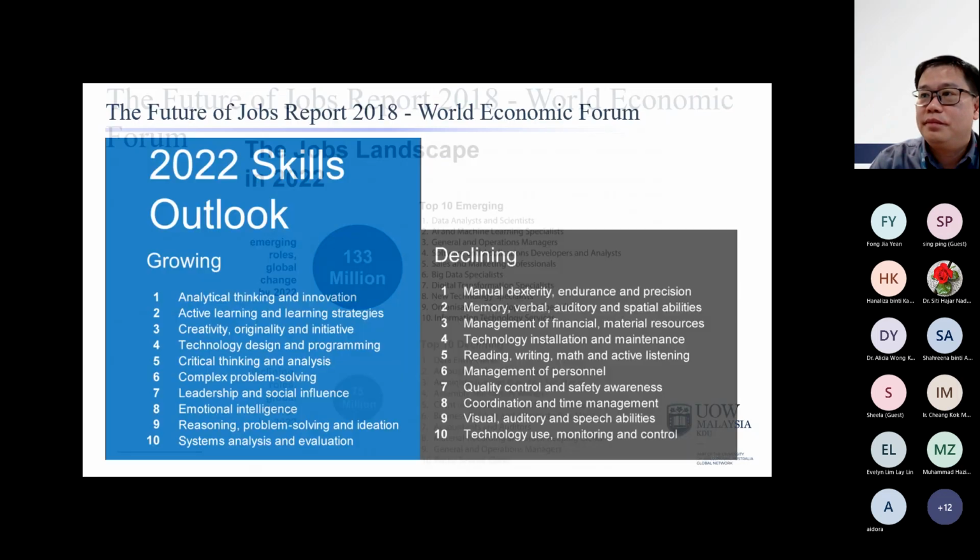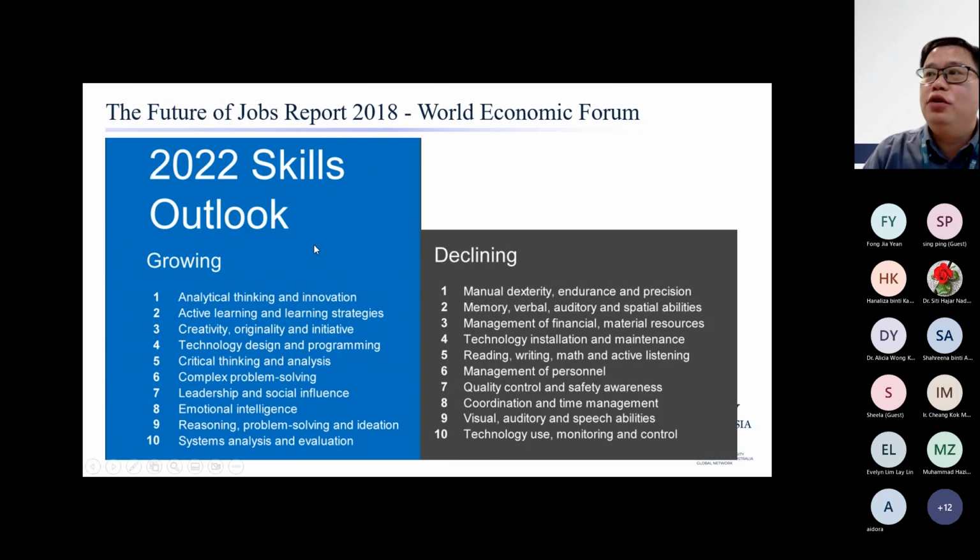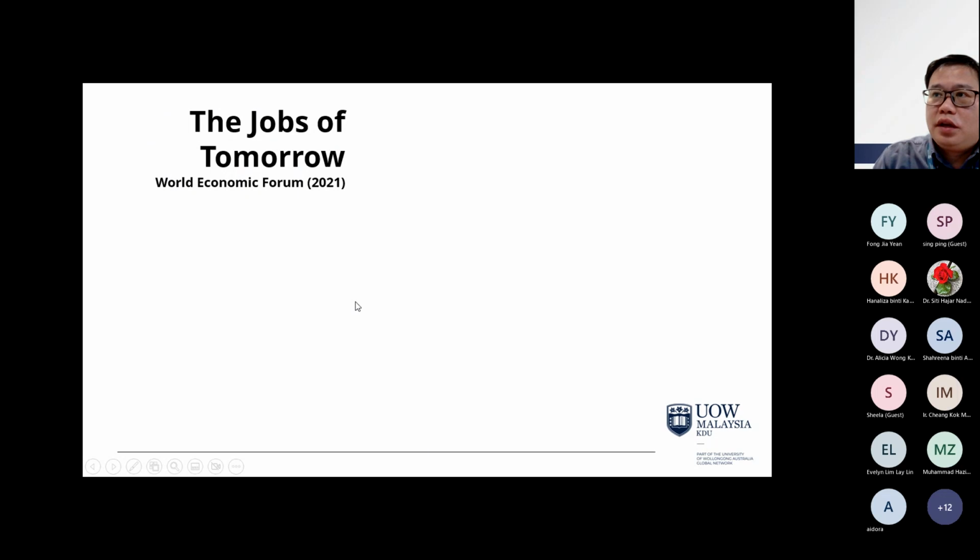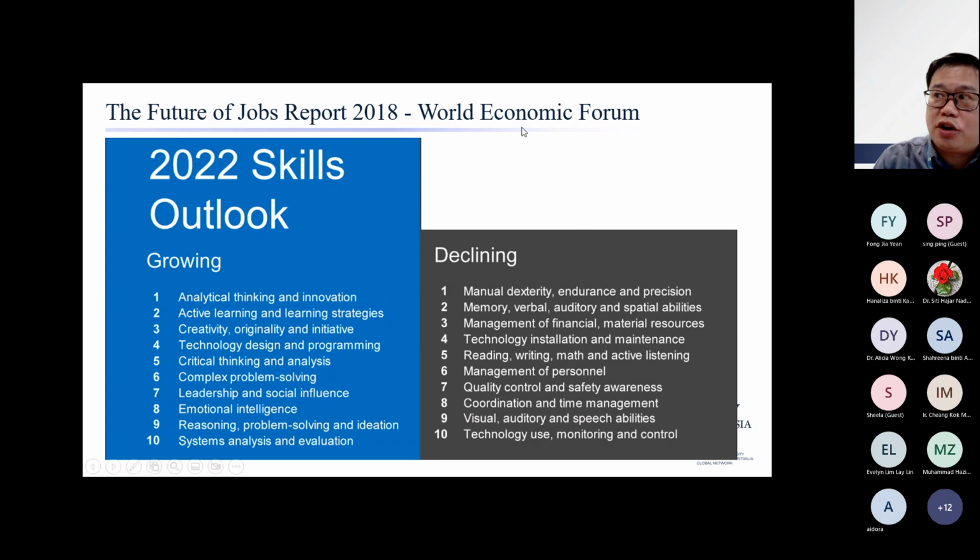Okay. So the basic skills outlook, future report, again a similar report. This is what are the skills that they say: analytical thinking, generally. The World Economic Forum in 2018, this is what they forecasted.